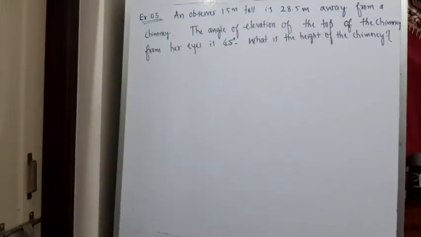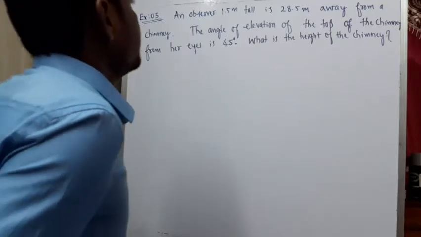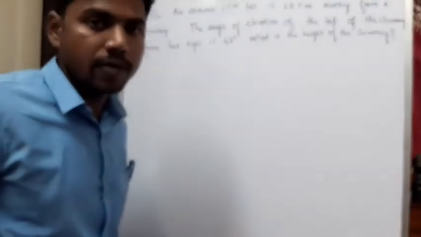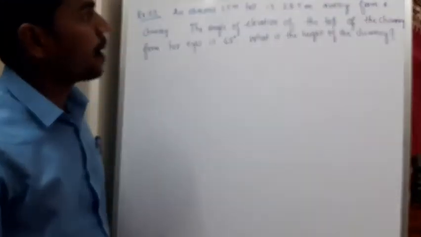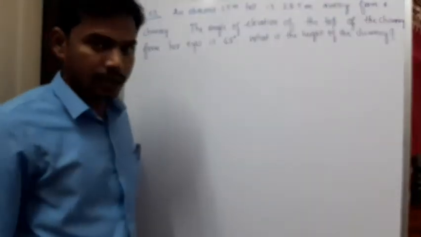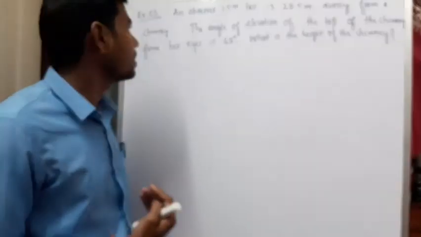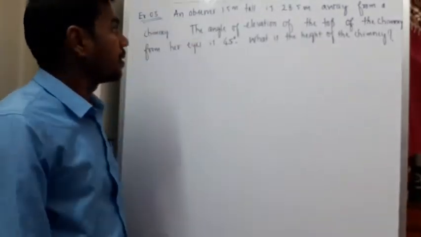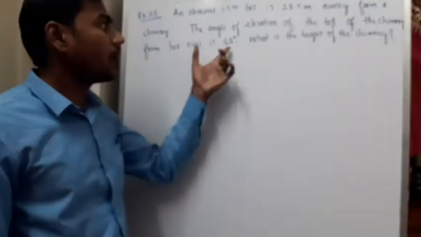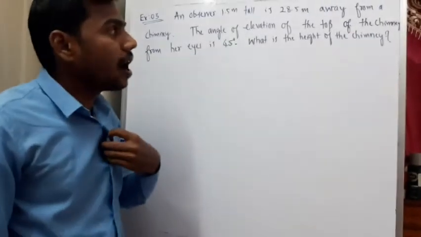Third question. An observer 1.5 meter tall, the height of the observer is 1.5 meter, is 28.5 meter away from a chimney. The angle of elevation of the top of the chimney from the eyes is 45 degree. What is the height of the chimney?